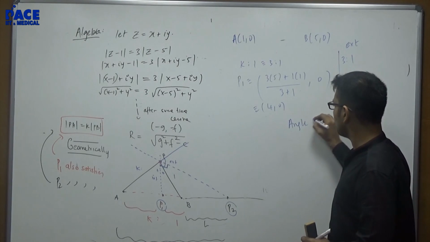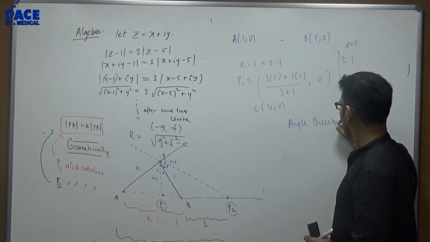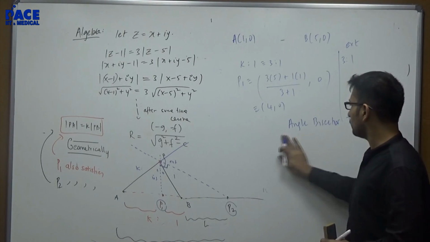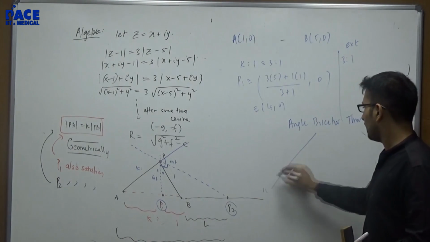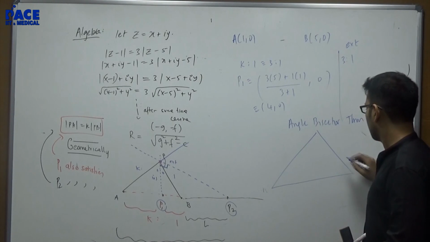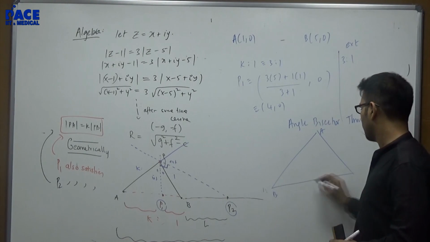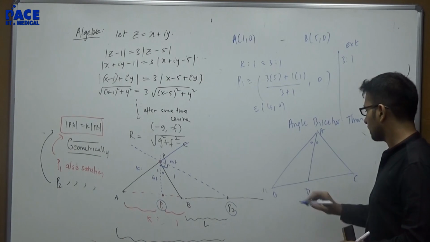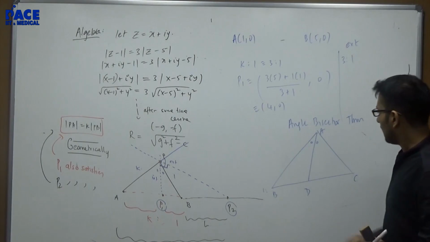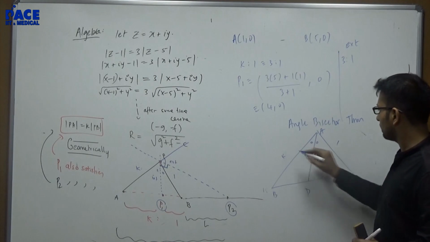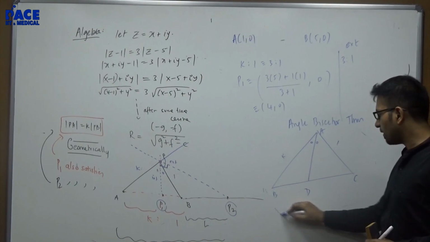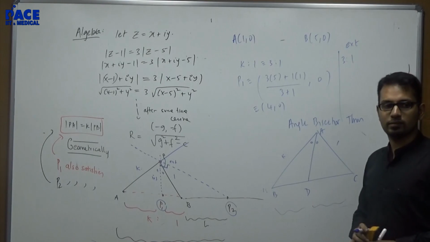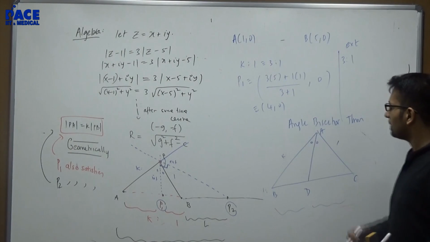Yes, so just one last point I want to make. Many people don't know the angle bisector theorem, so let me just show you the proof. Okay, this is the angle bisector. This is D. Now let's say this is K:1. Then we have to prove that this ratio is also K:1.